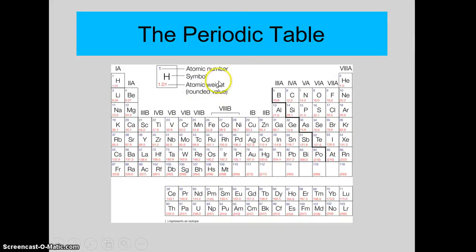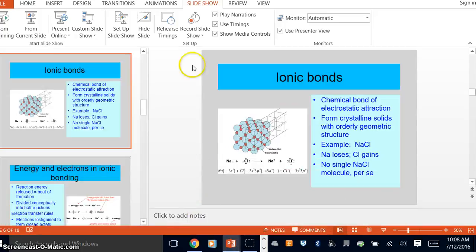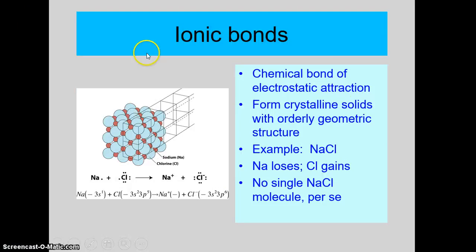Okay, so here, let's go back to the other. All right, so I'll switch back and forth. That way we can actually see these. So right away we see sodium and chlorine. Sodium is a metal. Chlorine is a nonmetal. This is a group 1. This is a group 7. So that's clearly an ionic bond.